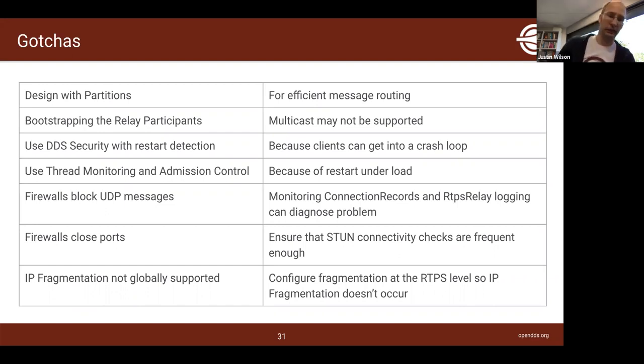Another thing to consider is that IP fragmentation is not globally supported. As IP fragmentation happens, it's often the case that the first fragment might get through, whereas the subsequent fragments may not. This means that you need to configure fragmentation at the RTPS level so that IP fragmentation doesn't occur. So this means setting a conservative enough threshold to force RTPS to fragment the message so that IP fragmentation won't happen and your messages won't get dropped.